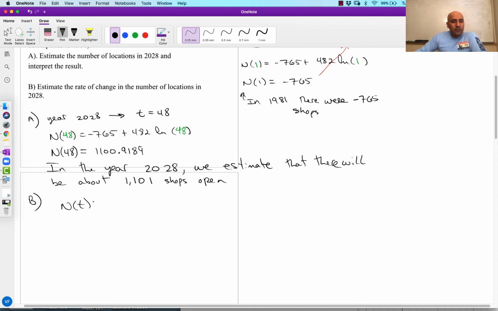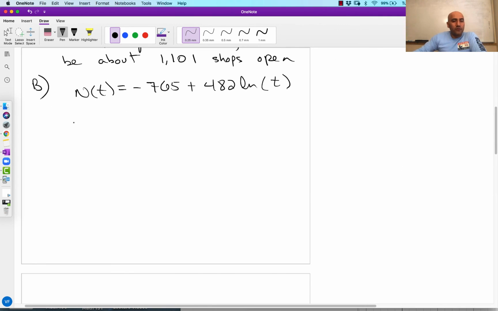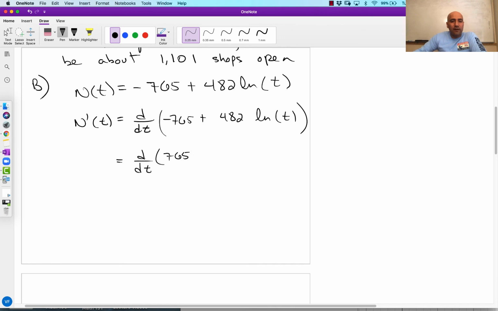So we have N of t equal to negative 765 plus 482 ln of t. Let me zoom in here. And I know I'm going to want that derivative, so N prime of t is equal to the derivative with respect to the variable t, right? Normally we have x, but now we have the variable t, of this function, negative 765 plus 482 ln of t. Okay, so we know we can separate these, so this will become the derivative with respect to t of negative 765, plus 482 times the derivative with respect to t of ln of t.